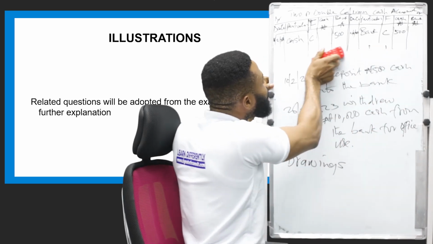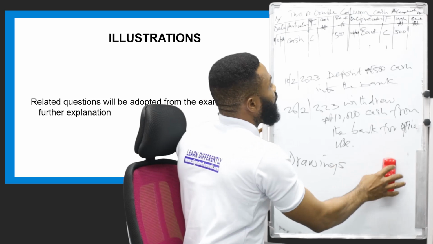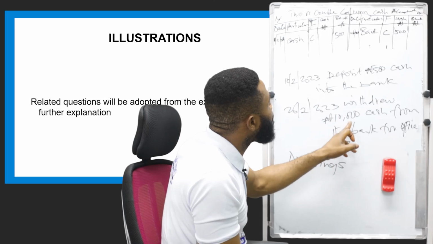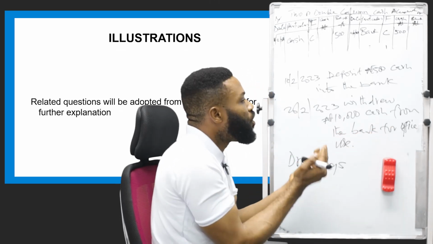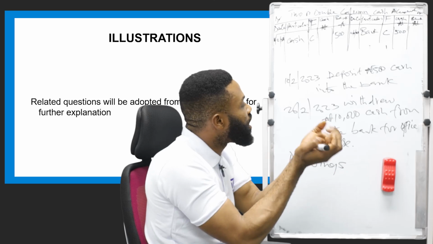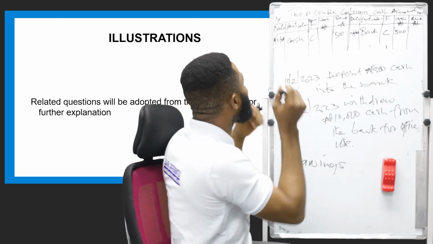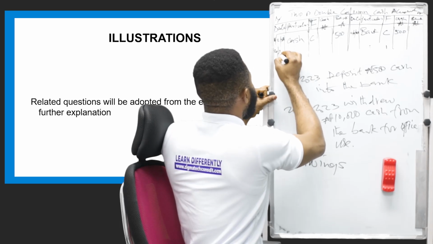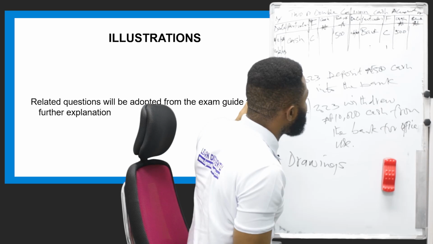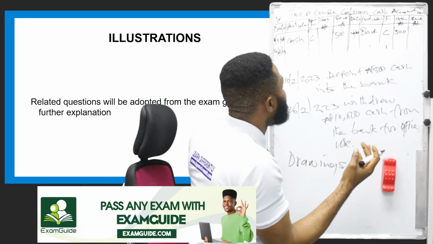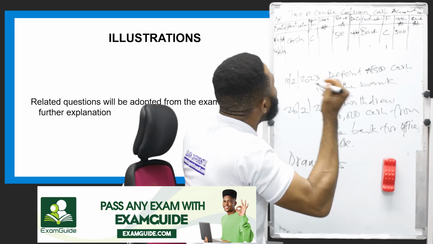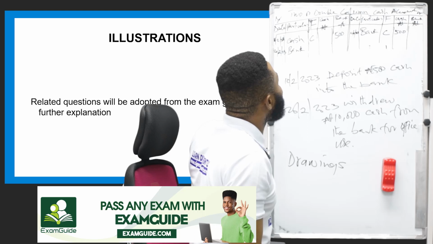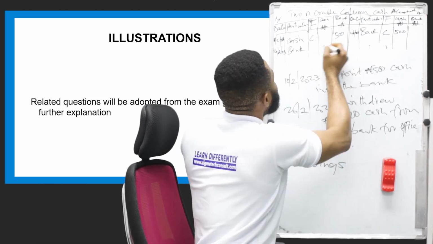Now the second transaction here is 20th February 2023. We drew 10,000 cash from the bank. At this point, we have gone to the bank to withdraw 10,000. So you come here, that's 20th. On the 20th of February 2023, what did we do? We went to the bank to withdraw money. So who gave us that money? Bank. Bank gave us. Who did bank give the money to? The bank gave the money to cash.